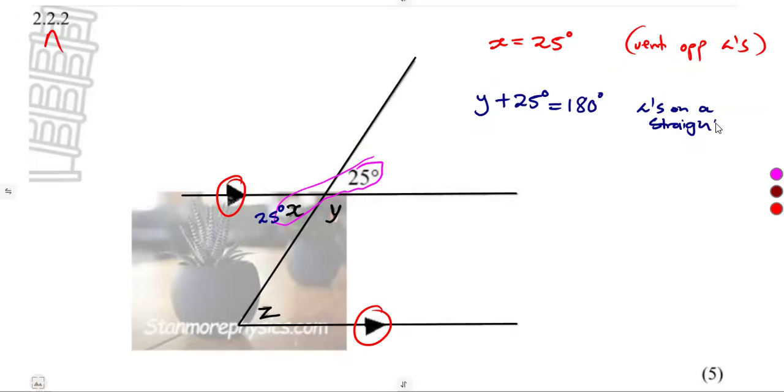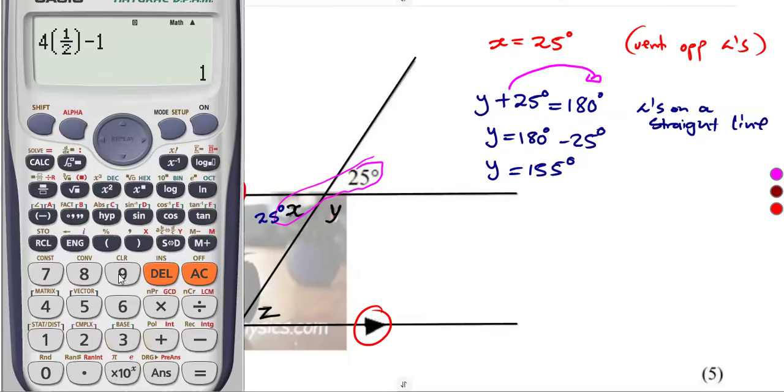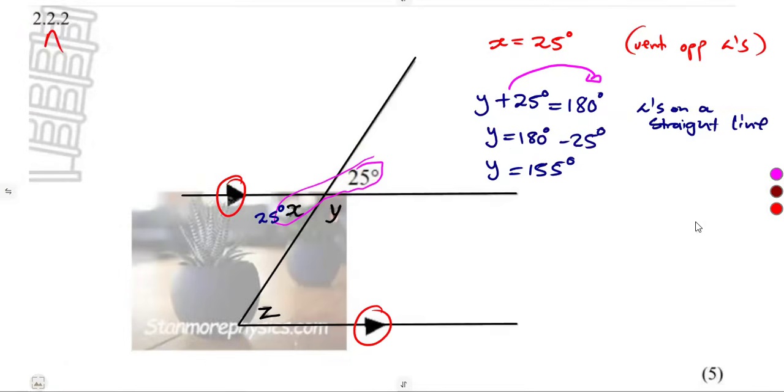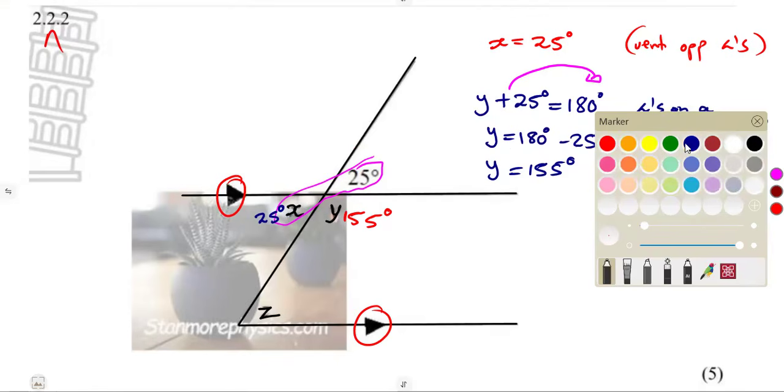So let us solve for y by taking the 25 degrees to the other side of the equation. So that was going to give us a negative. So that's 180 minus 25 degrees, which is going to give us 155 degrees. That's 180 minus 25 degrees like this, 155. All right. So we have got the y value there, 155 degrees.